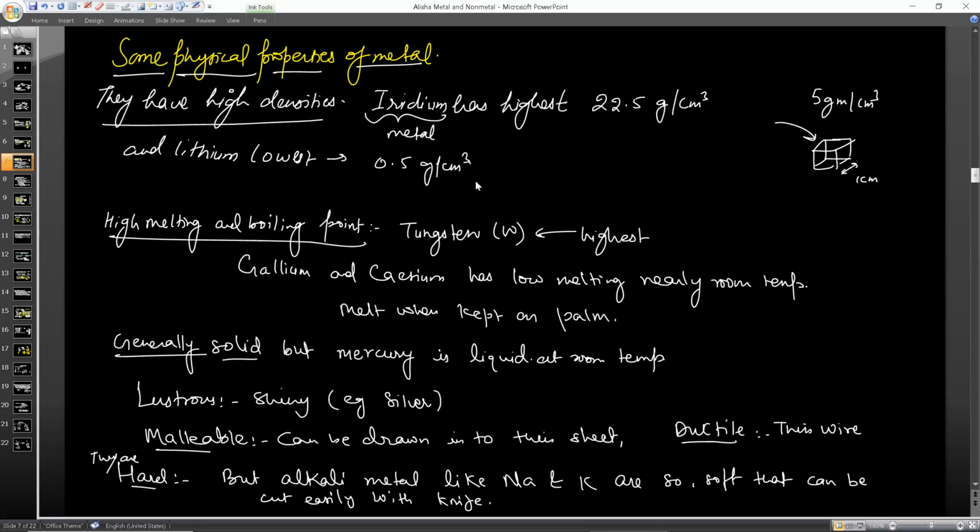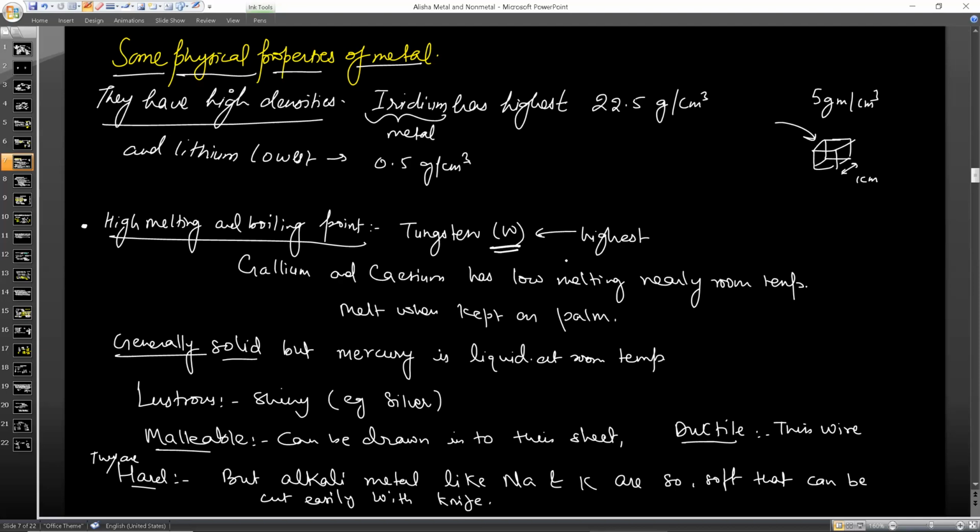Yes. The next point is high melting and boiling points. Tungsten, with the symbol W, has the highest melting point, because metals have very high melting points. It is used in making the filament of a bulb, which glows red hot but does not melt because its melting point is very high.